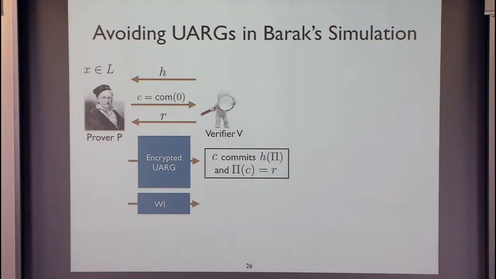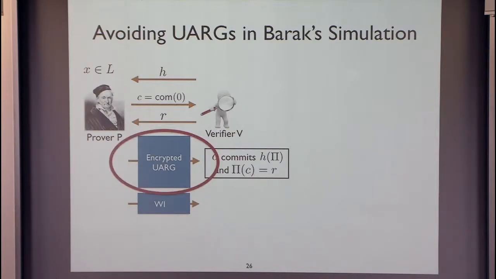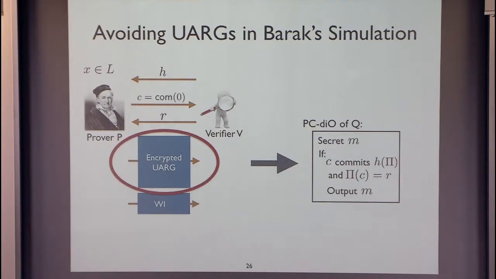And then in the end, there's a witness indistinguishable proof about X, or success in the encrypted argument. And you prove simulation by just using V*'s code. Now, this is the part I want to remove. And as I was saying earlier, you can simply replace it by the obfuscation of the following Turing machine.